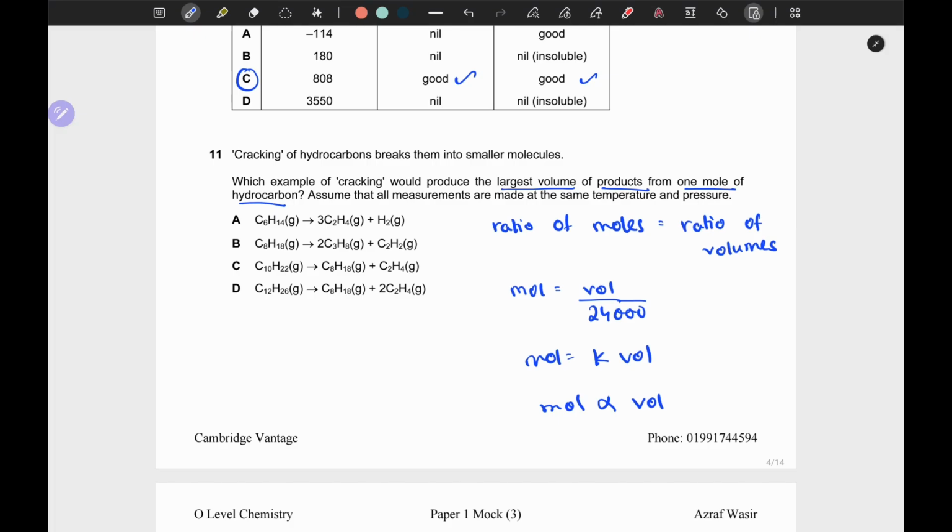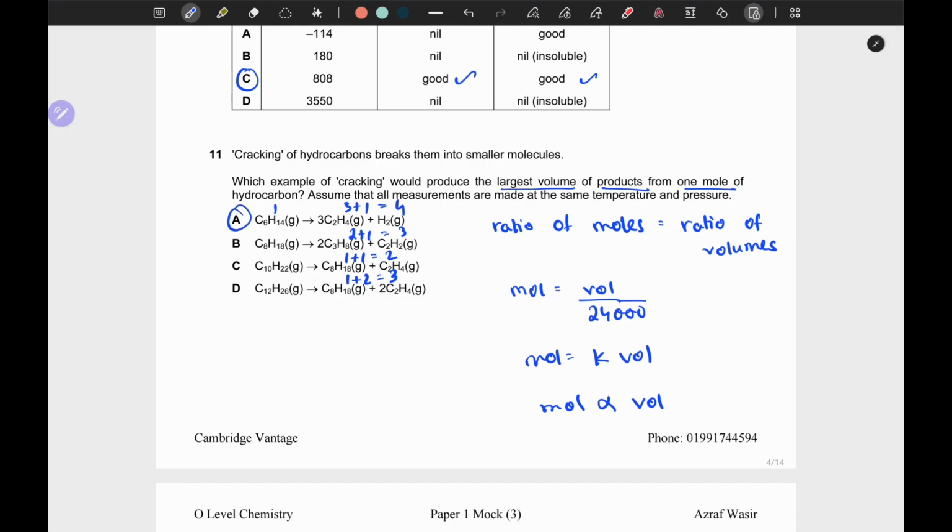So we have 1 mole of each. So let's check. So when we have 1 mole of C6H14, we get 3 molecules of C2H4 and 1 molecule of H2. So that's 3 plus 1. We get 4 molecules. For B, it's 2 plus 1, so that's 3. For C, it's 1 plus 1, so that's 2. For D, it's 1 plus 2, so that's 3.